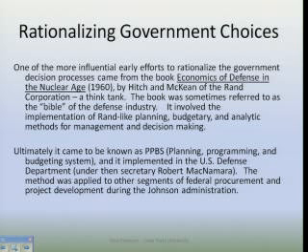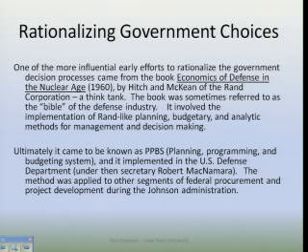practices and procedures for planning, budgetary, and analytic methods for management and decision making. So again, it's rational decision making. It became known as PPBS, Planning, Programming, and Budgeting Systems. It was implemented in the U.S. Defense Department early on by Robert McNamara. This is in the Kennedy administration.